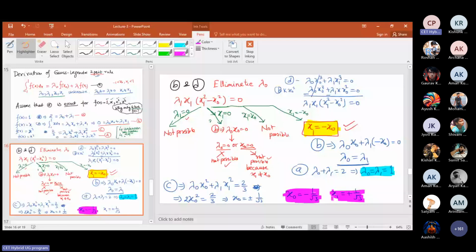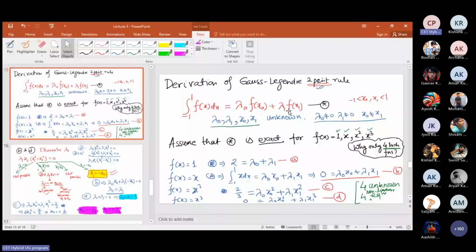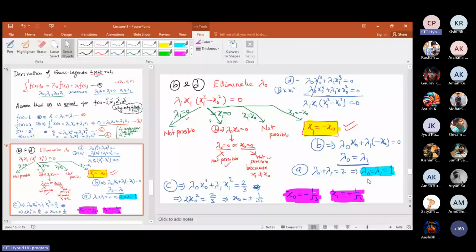Substitute this x1, x0, etc. here and lambda 0, lambda 1. So what do you get? You will get your Gauss-Legendre 2-point rule. This is how the values are given. Lambda 0 का value 1, lambda 1 का value 1, x0 का value minus 1 by root 3, x1 का value plus 1 by root 3.